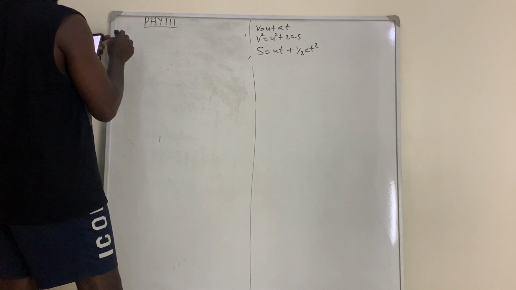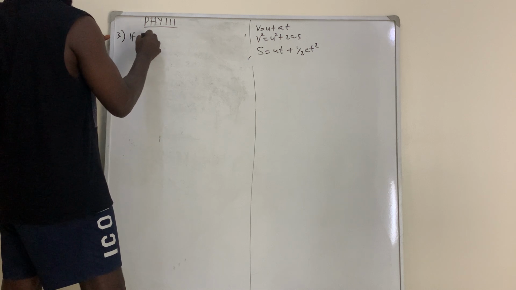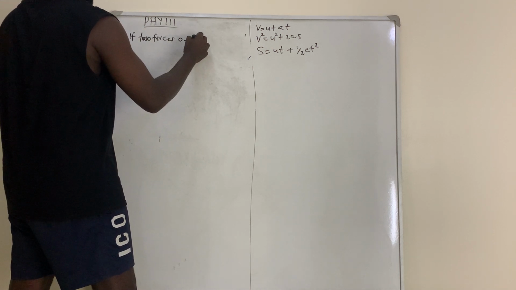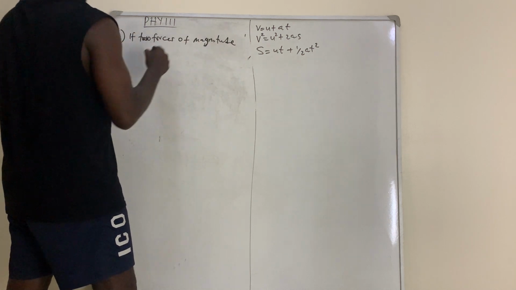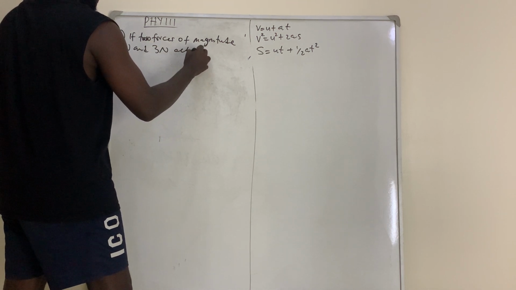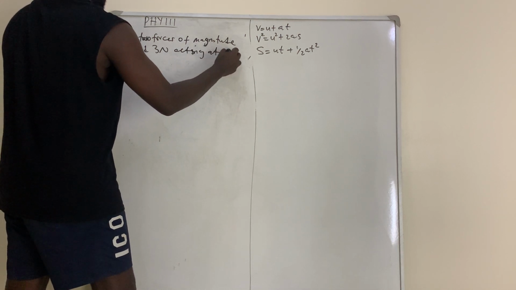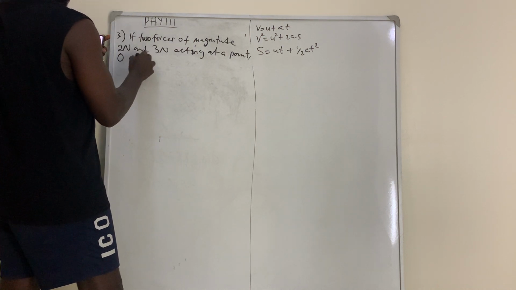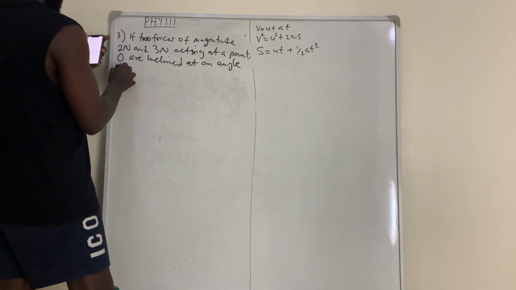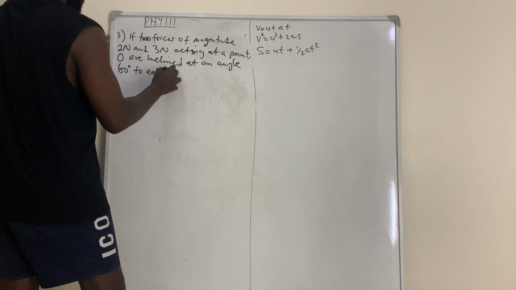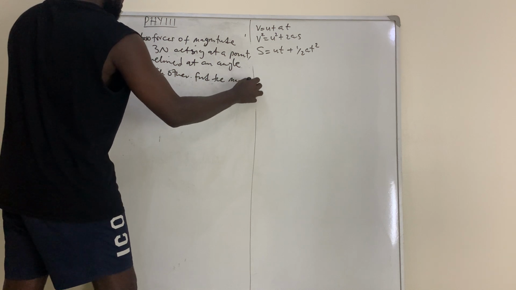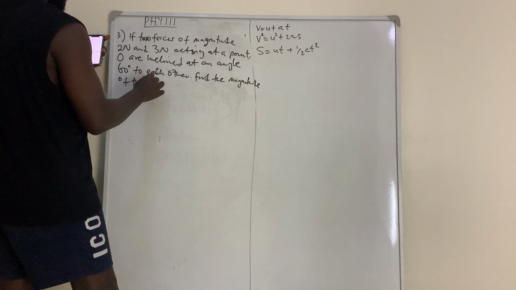Question number 3 said, if two forces of magnitude 2 Newton and 3 Newton acting at a point O are inclined at an angle 60 degrees to each other, right? Then they now say find the magnitude of the resultant force.